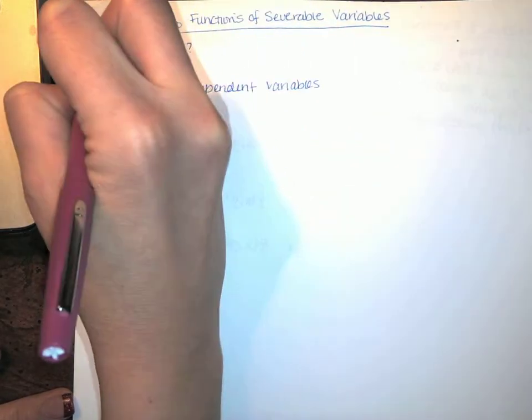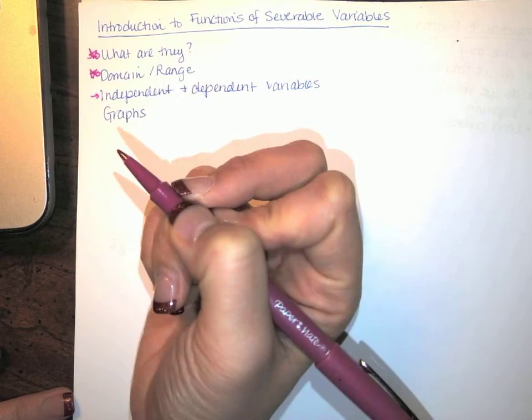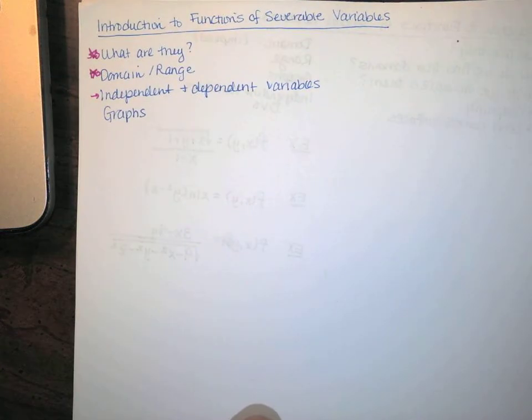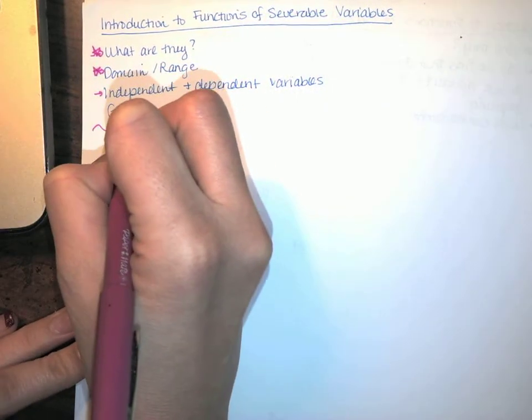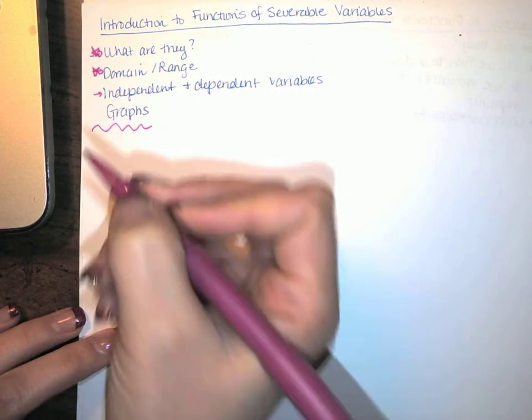But really we're focused on these two. These are our main points. How do I find the domain of a function of several variables, and what is a function of several variables? So let's go back just to have some contrast.